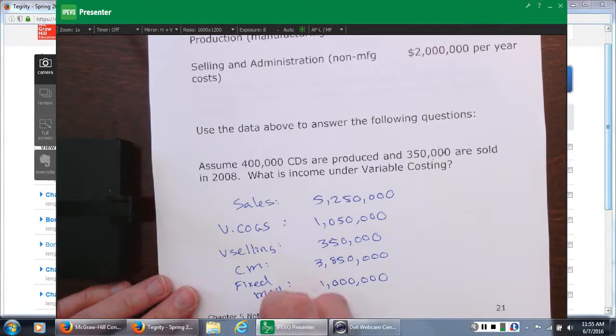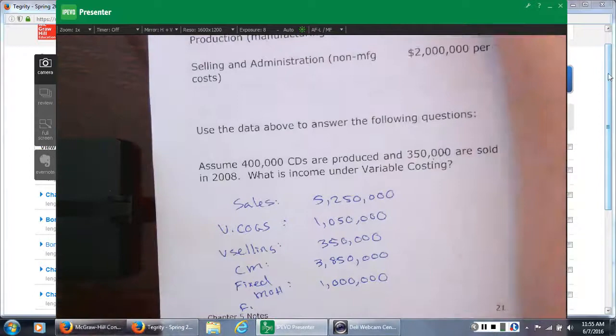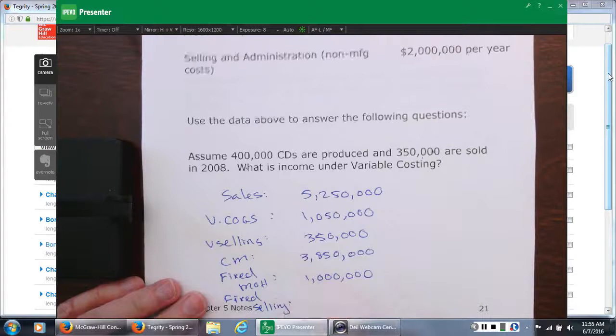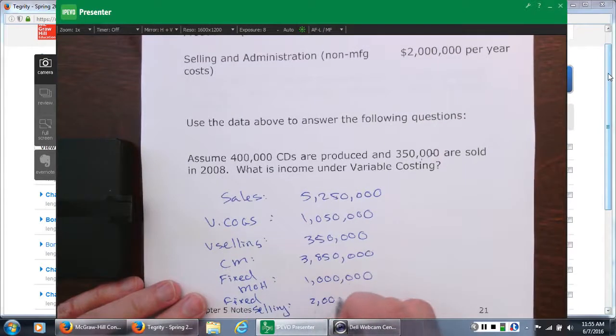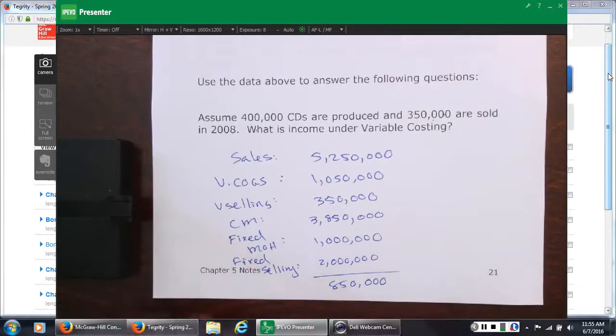And then I subtract out my fixed selling and admin, which is given to me right up here, of $2 million. And what I get is income of $850,000. Okay, that is going to be income under variable costing.